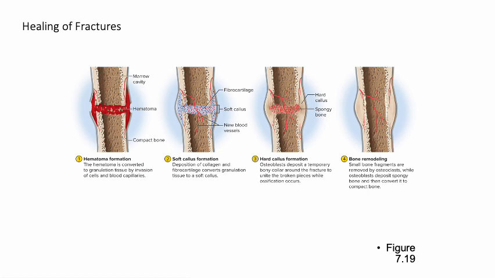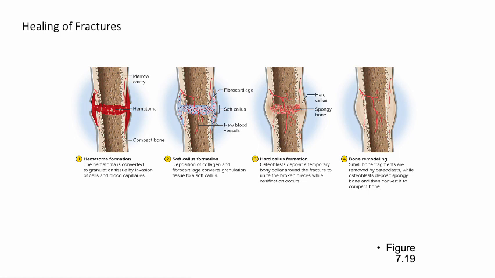So these are the steps by which a bone is going to heal itself. First, you're going to have a hematoma formation, which just means a whole bunch of blood rushes to the area. It's going to cause that swelling and bruising that you always see after a fracture. Then you're going to have a soft callus formation. This just means that collagen and cartilage are going to be in the area, and it's going to start converting the tissue in that area to the soft callus.